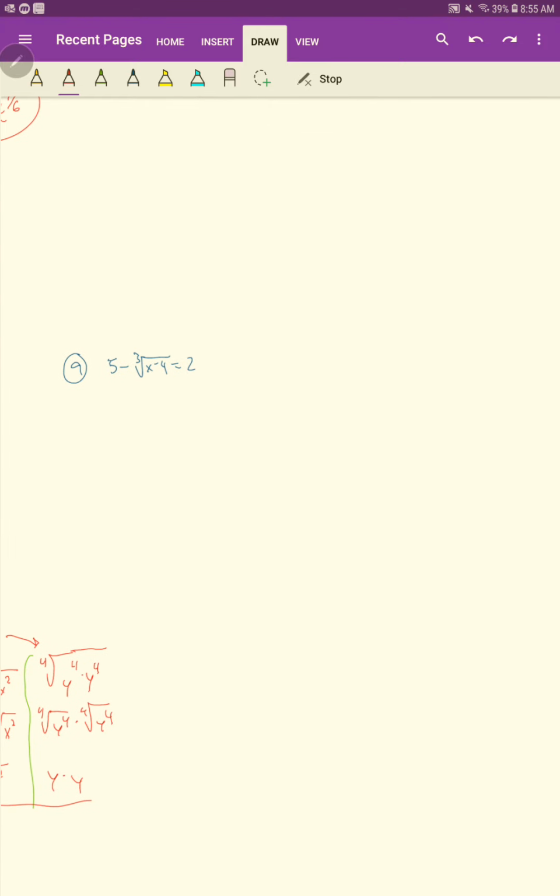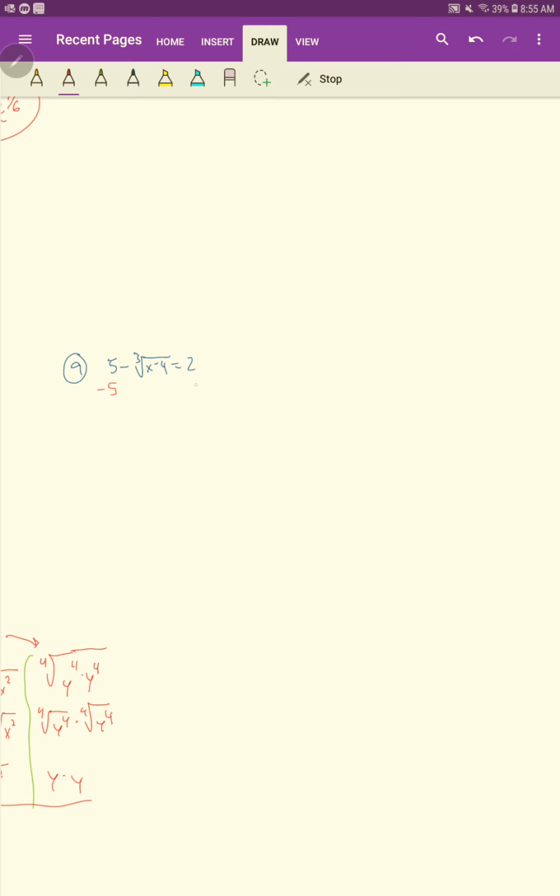Okay, last one, number 9. Okay, we have a cube root, right? And the x is inside that cube root. So we've got to eliminate stuff, get the x by itself here. What I would discourage you from doing, right? Do not cube root first, okay? Do not cube root first. You want to isolate this radical. Get the radical by itself first, then cube root.